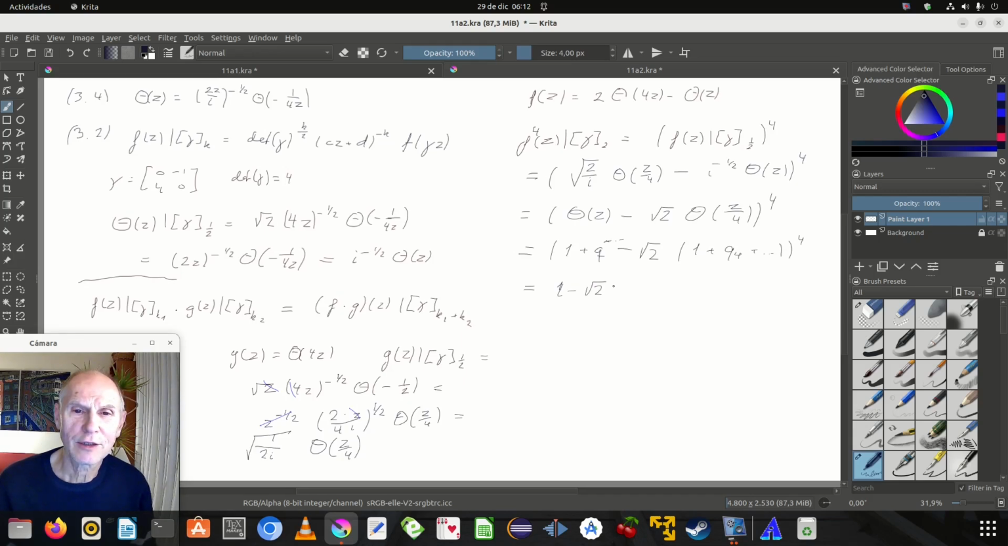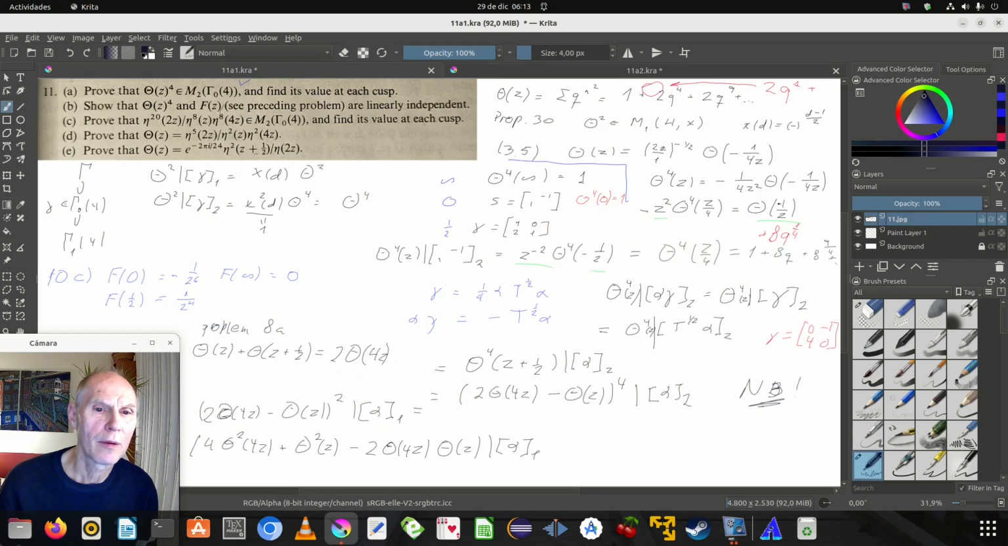I'll just check that this is correct. Minus 4 square root 2 q fourth, etc. So this should be the value at minus 1/2. That was plus 1/2, but it's translation invariant, so it's the same.